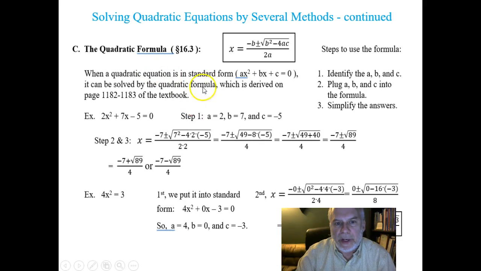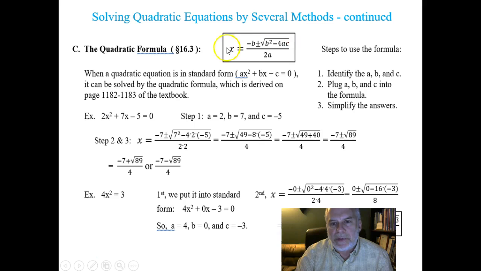All right. So when a quadratic equation is in the form ax squared plus bx plus c equals 0, that's called standard form. It can be solved by the quadratic formula. You don't have to know the derivation of the formula, but if you're curious, you could look on pages 182 and 183 of the textbook.